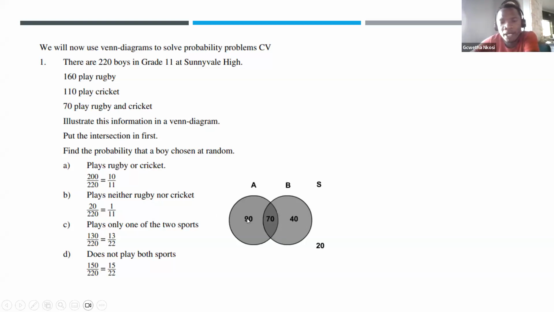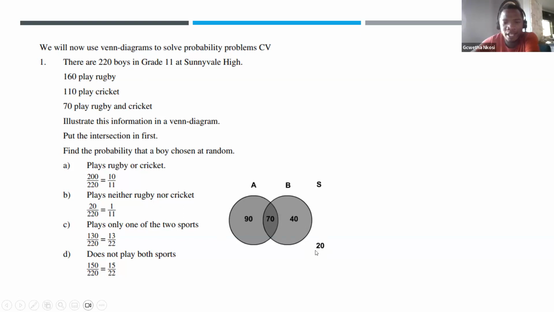But remember, now let us add these numbers to see what we are getting. So 90 plus 70, that is 160, plus 40, that is 200. Oh, we have 200, but they've told us there that 220. What happened to the other 20? So the other 20, they do not participate in any of the sports. So you have to write the 20 outside of these circles. So the 20, they do not participate in anything.